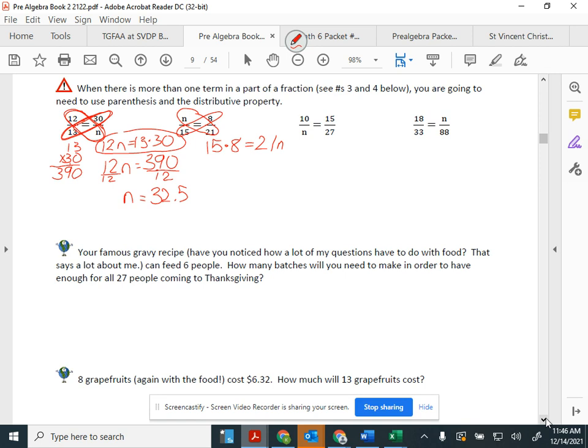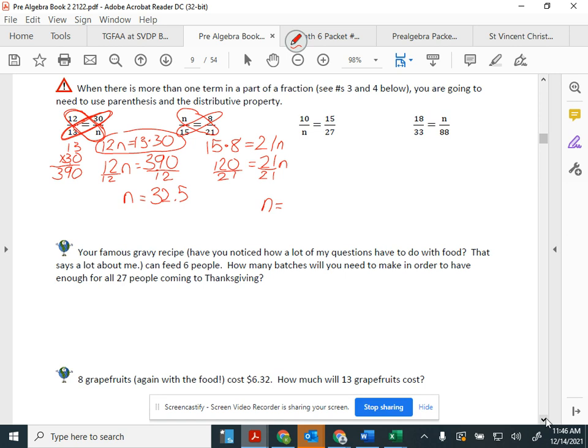15 times 8 was what, did you say? Equals 21n. How do I solve for n, Molly? We have to divide by 2. Nope. Or 21, I mean. So instead of paying attention to Maddie, pay attention to me. Okay? So we're going to divide by 21. So what does my n equal?